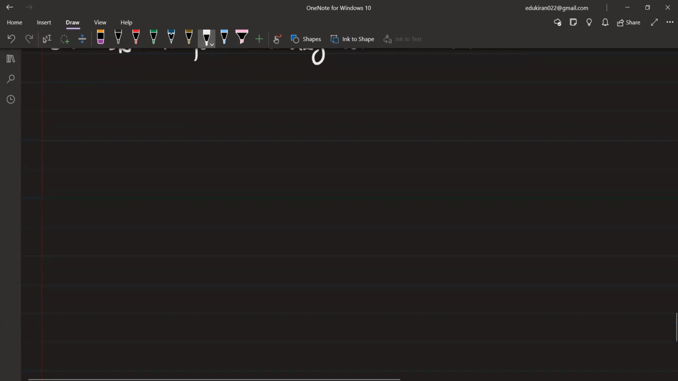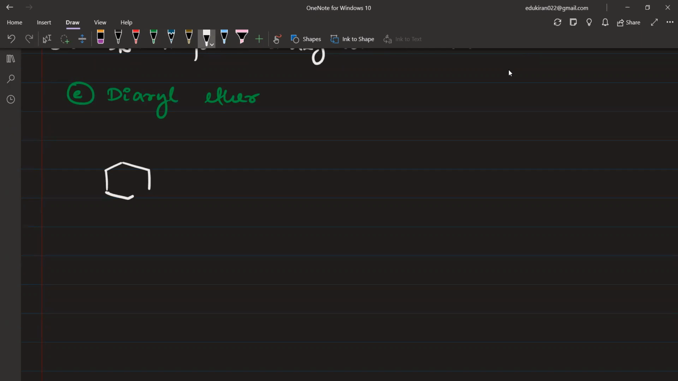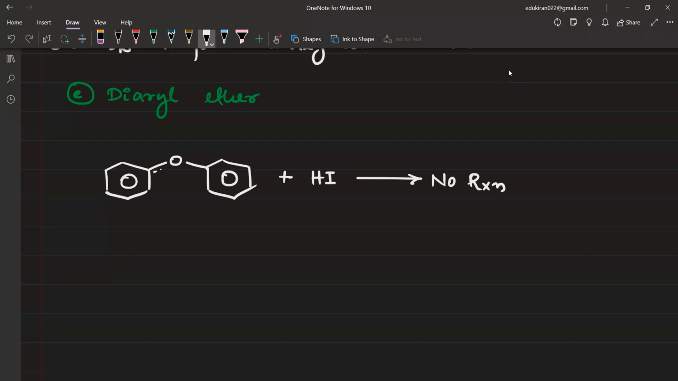No, benzene alkyl is done. Then you will write the next part, E, that is diaryl ether. Okay, so what is diaryl ether? We have two benzene rings connected through an oxygen atom, and when we react this with HI, it is going to give no reaction, because both of these bonds are partial double bonds and cannot be broken.